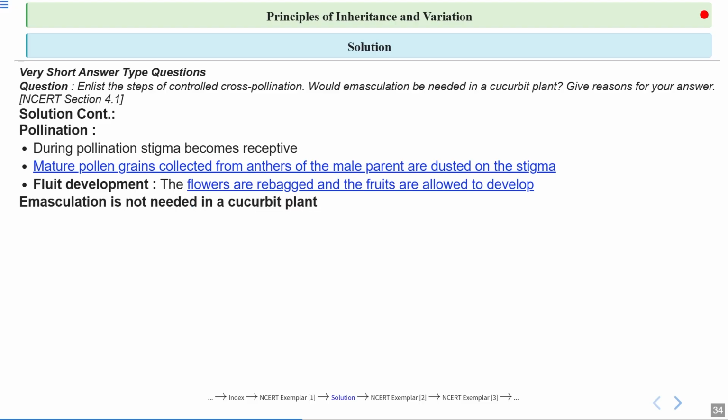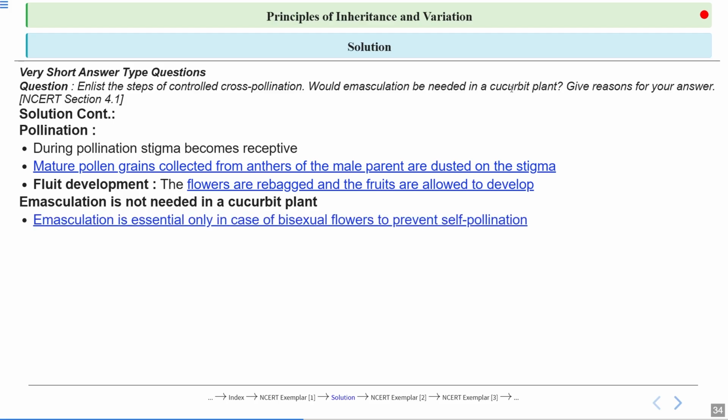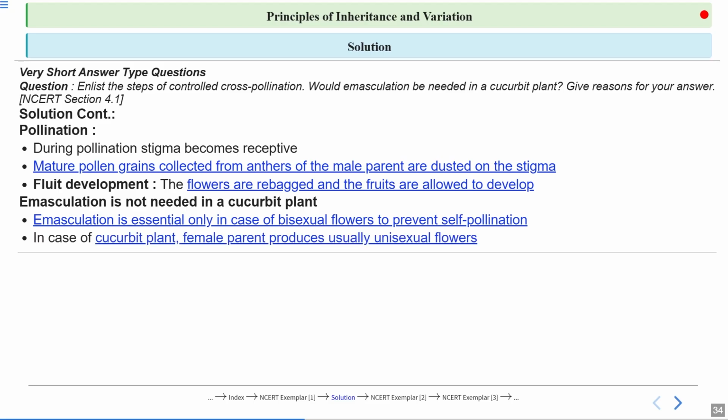Clear? Now, emasculation is not needed in the cucurbit plant. So they were asking, would emasculation be needed in cucurbit plant? So this is not needed in the cucurbit plant. Emasculation is essential only in the case of bisexual flowers to prevent self-pollination. In the case of cucurbit plant, the female parent usually produces unisexual flowers. Okay, so cucurbits have unisexual flowers. So here emasculation is not required.